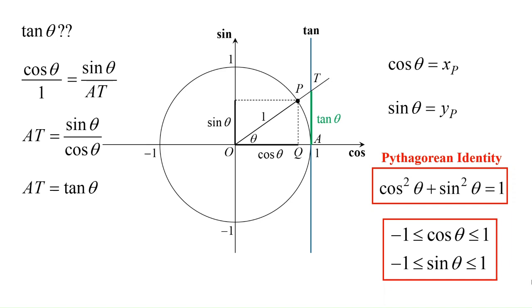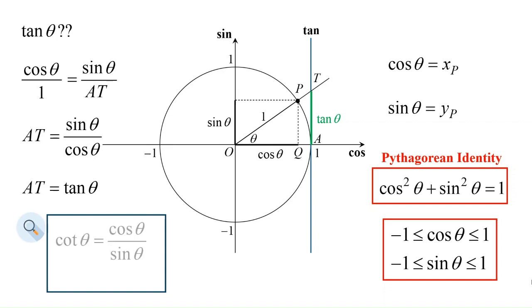Now before we end this video, I will leave you with a small investigation question. If cotan theta, being the reciprocal of tan theta, is cosine theta over sine theta, then where can we locate the cotan axis on the unit circle?